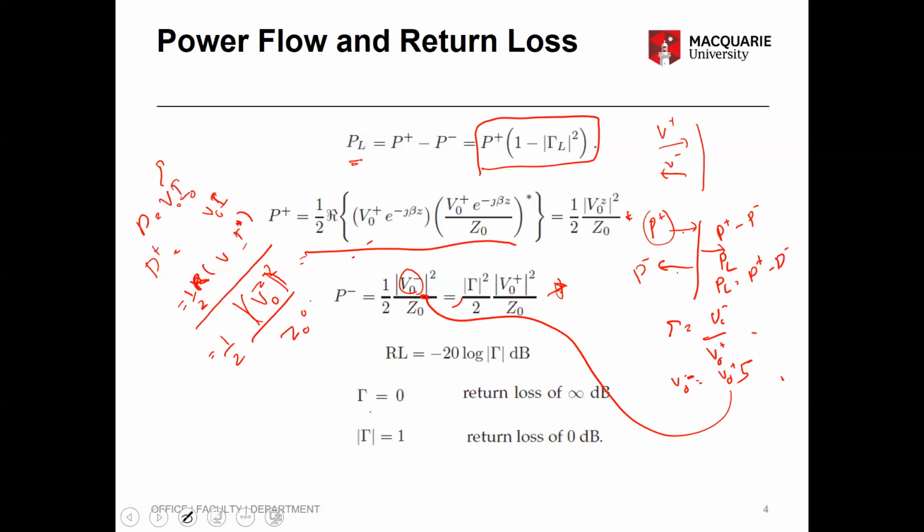Now this is something important to remember, even if you don't remember how to derive it. Tau is the reflection coefficient. We tend to deal with these in terms of logs. So we can take the negative of 20 log of that reflection coefficient tau, and that's what we call the return loss.